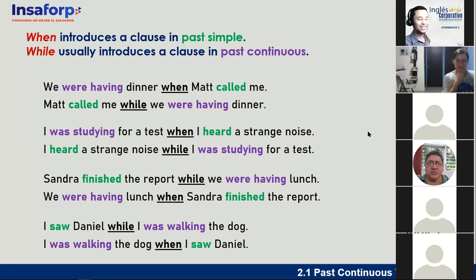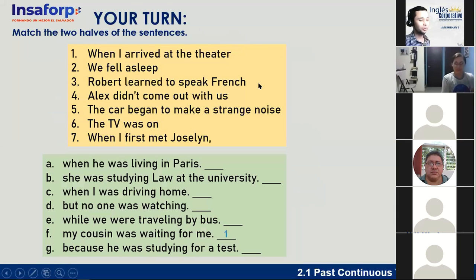Okay, let's continue. Uy, no quiere pasar de ahí. Permítame. Ahí está. Hasta una respuesta salió ya. Okay, so your turn. Esta vez no nos vamos a ir a los breakout rooms. Vamos a resolver directo por el factor tiempo.